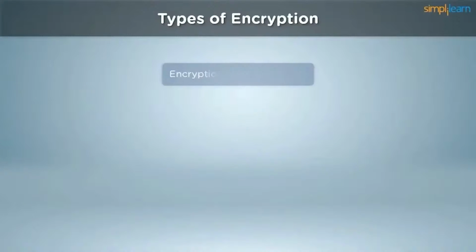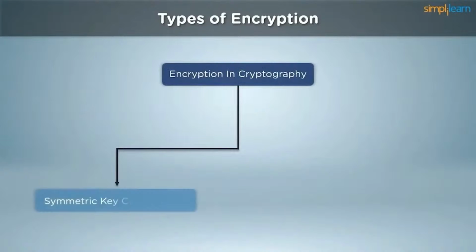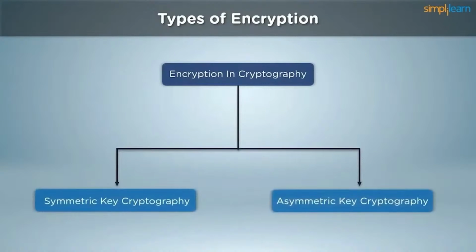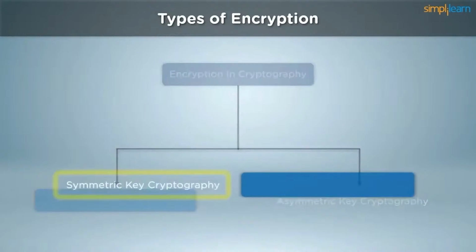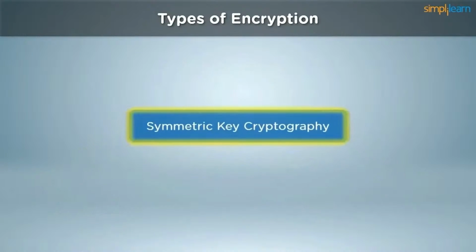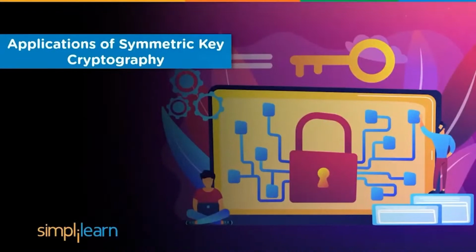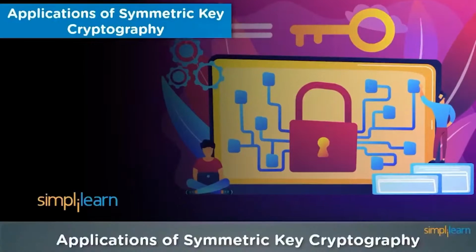There are two types of encryption in cryptography: Symmetric Key Cryptography and Asymmetric Key Cryptography. Both of these categories have their pros and cons and differ only by their implementation. Today we are going to focus exclusively on Symmetric Key Cryptography. Let us have a look at its applications in order to understand its importance better.